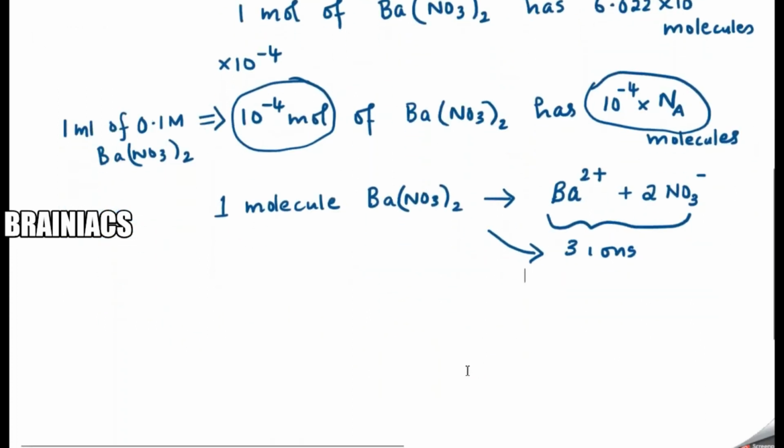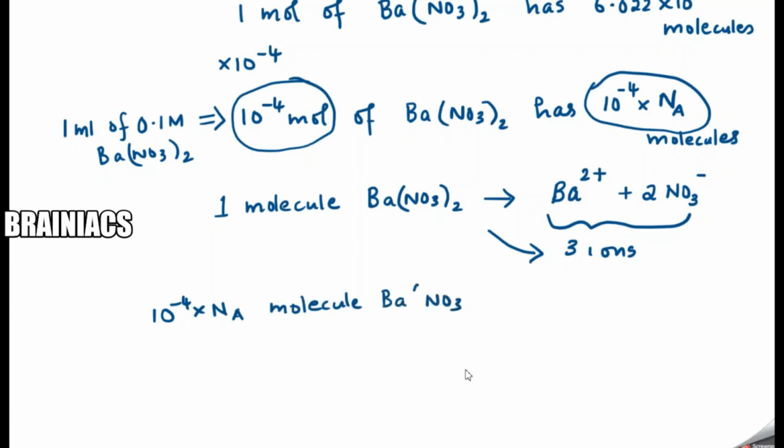Now tell me how many molecules you are having. So you are having 10^-4 into Na molecules. So I will multiply by 10^-4 on LHS and RHS. So this will become 10^-4 into Na molecules of barium nitrate. Okay, do the same thing on the RHS also. That means 3 into 10^-4 into Na ions. So I got the answer.